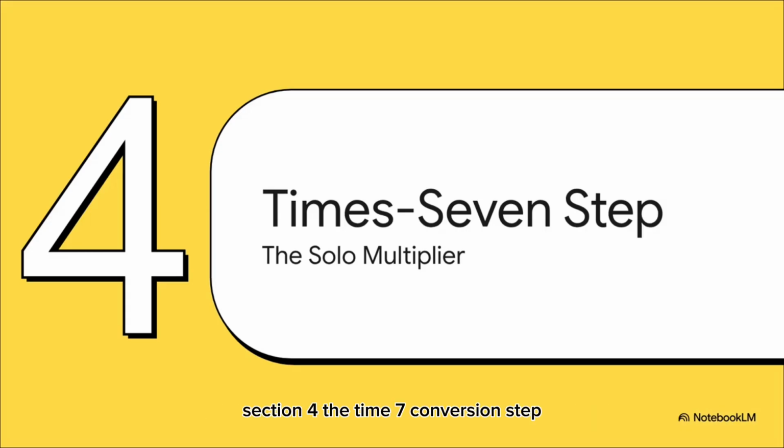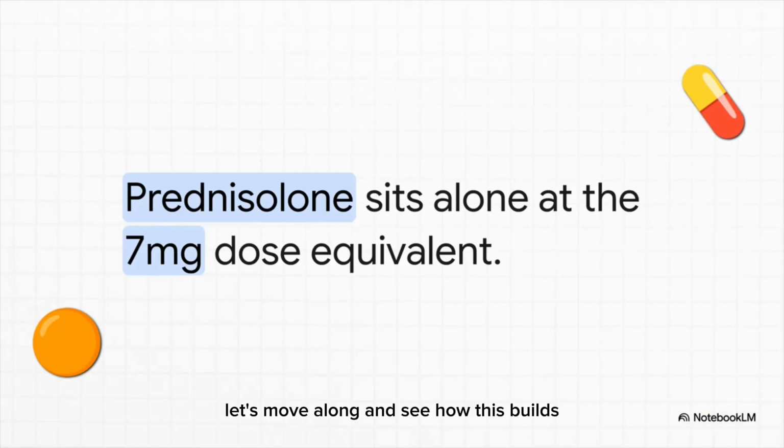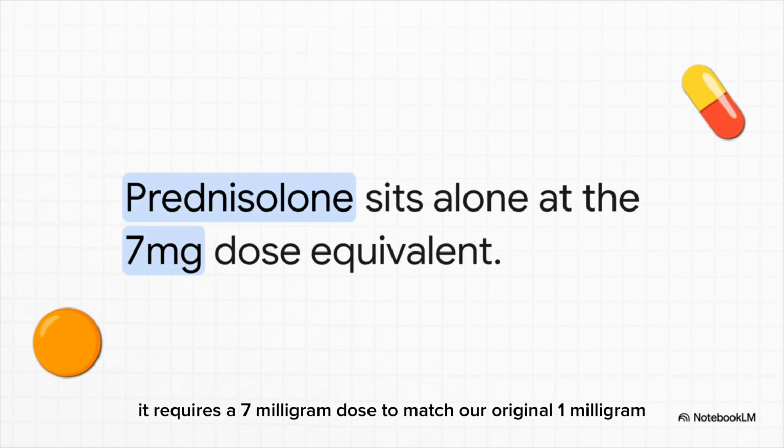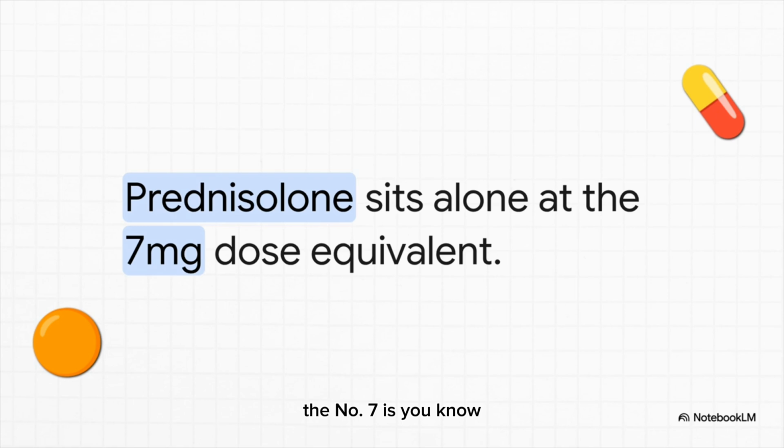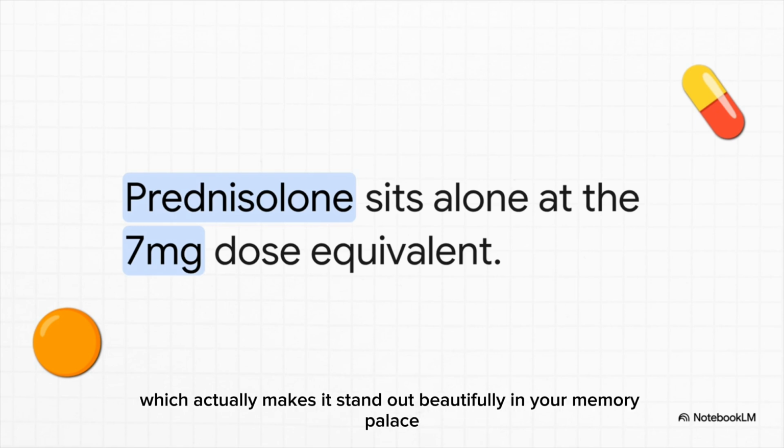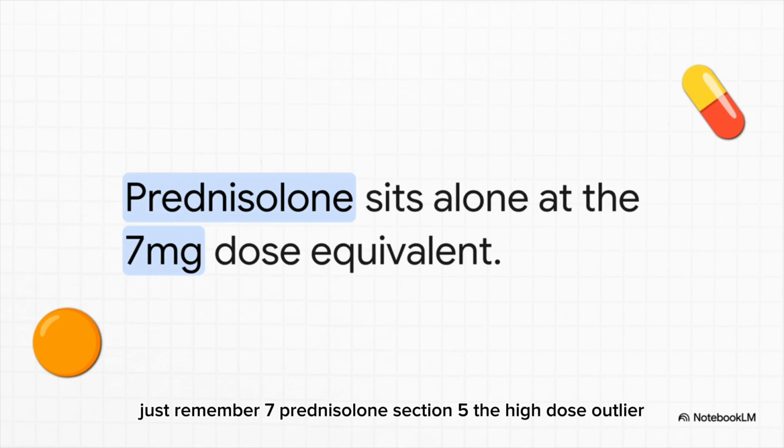Section 4. The ×7 conversion step. Let's move along and see how this builds. Stepping up the mathematical ladder just once more, we move away from our paired medications to a singular, slightly higher dose requirement, and that is prednisolone. It requires a 7 milligram dose to match our original 1 milligram dexamethasone anchor, so it's a ×7 multiplier. And notice how it sits all alone in its category on this chart. The number 7 is a bit of an odd prime number, which actually makes it stand out beautifully in your memory palace. Just remember 7 prednisolone.